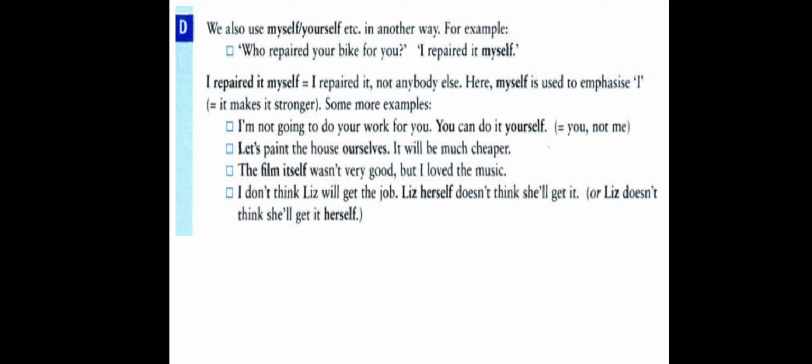You is the subject and yourself emphasizes the subject. Yourself here is not the object. Yourself here is a reflexive pronoun to emphasize the subject, that you only can do it, not anyone else. Let's paint the house ourselves. Let's means let us paint the house ourselves. Here ourselves is not the object, but it emphasizes the subject. It will be much cheaper.